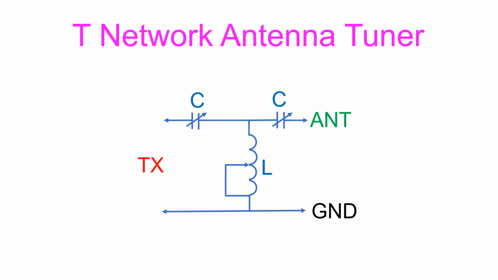T network has higher power losses than L network. T network can be considered as two L networks connected back to back with the inductor being common for both sides.